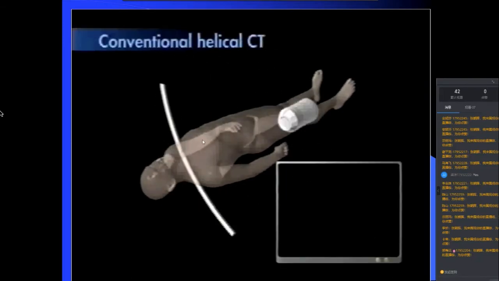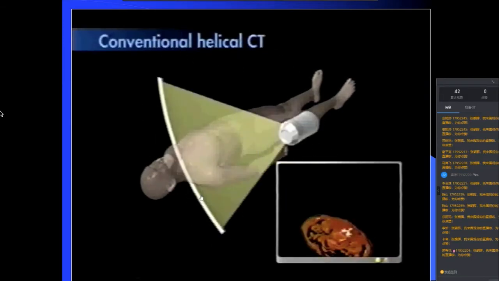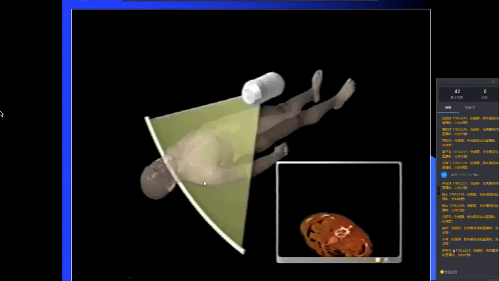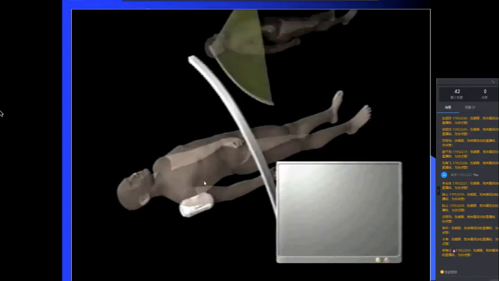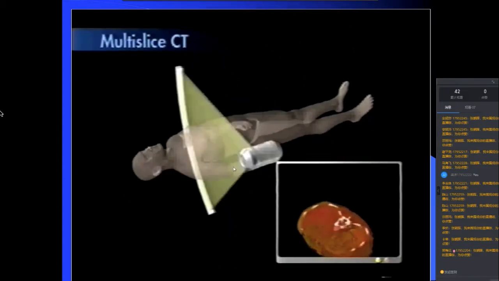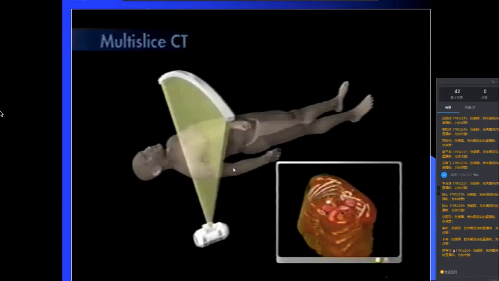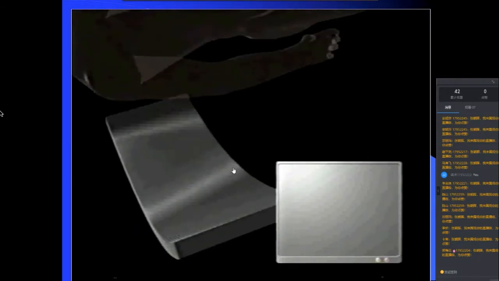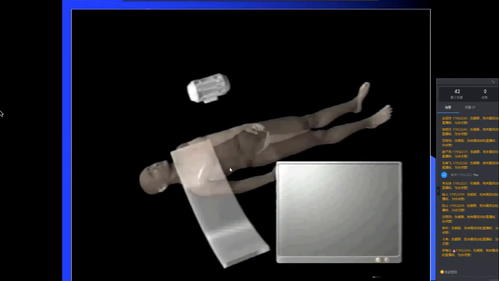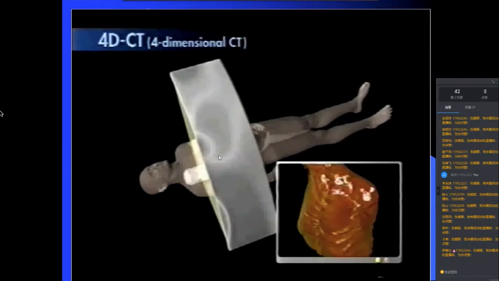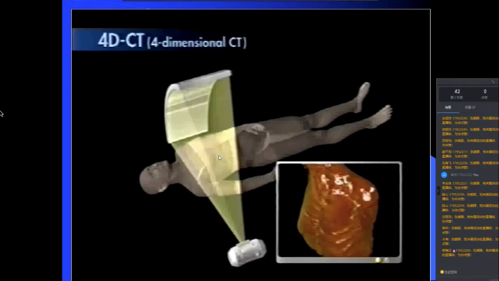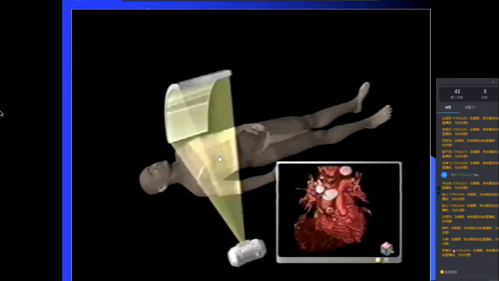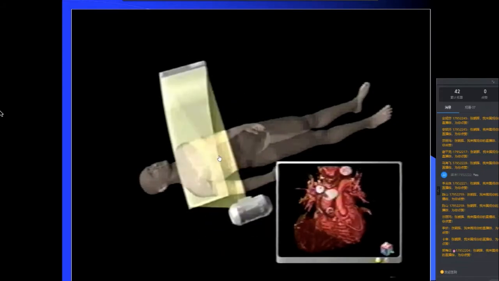This is a conventional single slice spiral CT, which uses a linear array of detector elements. This is the early generation of multi-slice CT with only a few rows of detector. And this is the current multi-slice CT with as many as hundreds of rows of detector, which can be used to perform 4D CT scan. What is 4D?